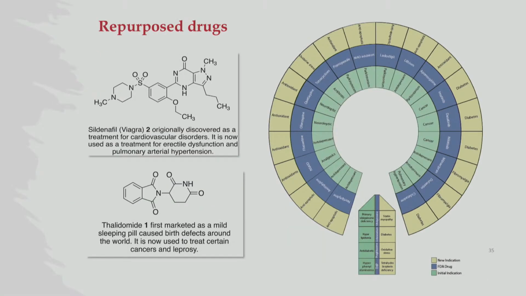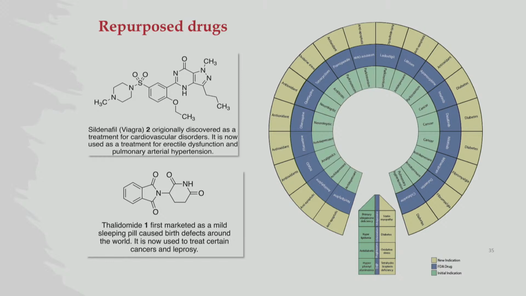So these are some of the repurposed drugs. I think everyone is aware of thalidomide. In the very beginning, it was given to pregnant women, but after a certain period of time, it caused some birth defects. So the drug was banned. Later, the same molecule was repurposed, and now it is used for treating some kinds of cancers.